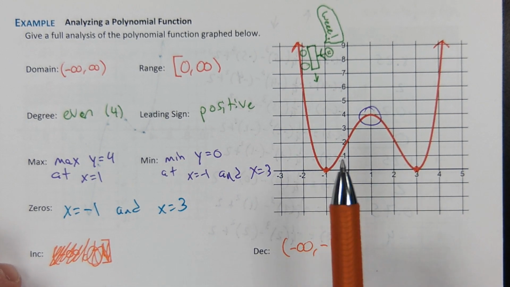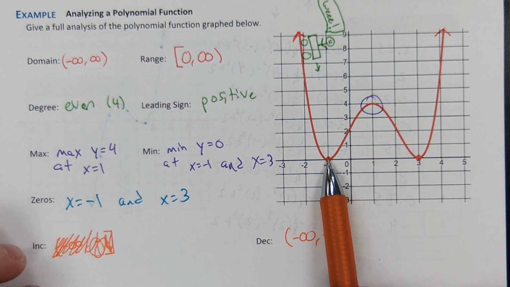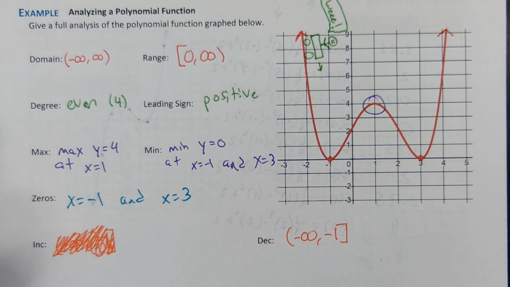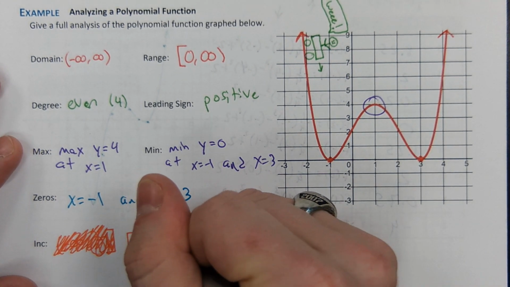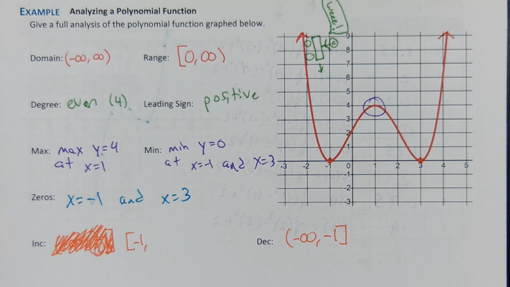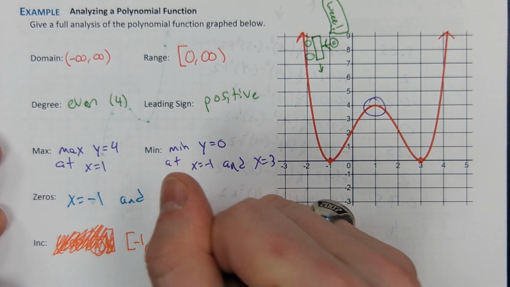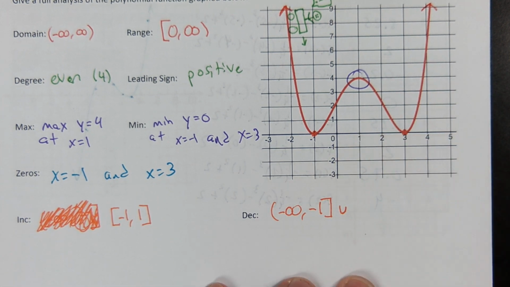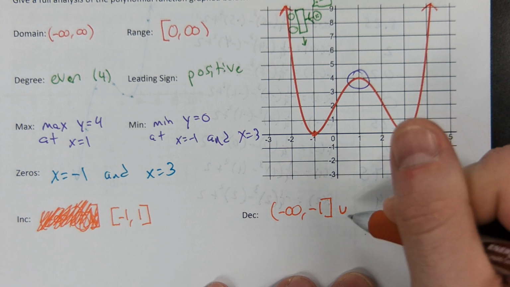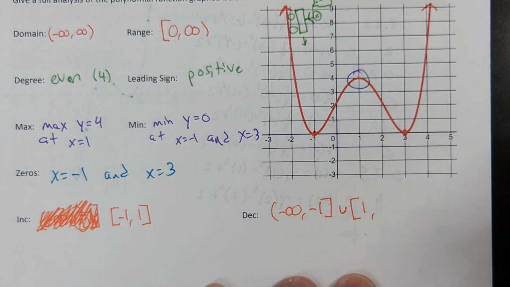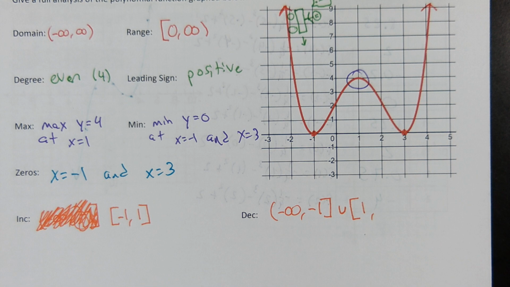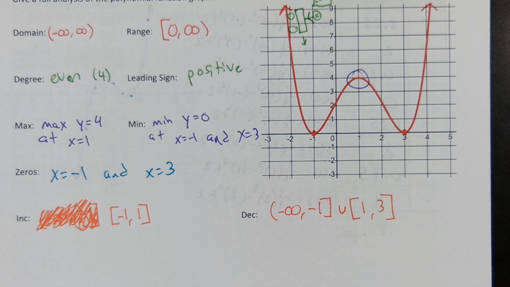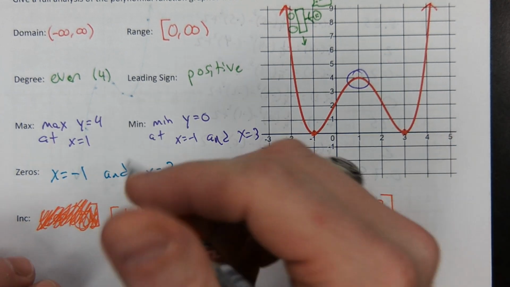Anyway, at x equals -1, this is where our little roller coaster guy is going to start climbing again. That's increasing. When do I stop increasing? At +1. And at +1, I begin to decrease again. Union symbol. When do I stop decreasing? Okay, 3. And then after 3, my roller coaster will be forever climbing, forever increasing.